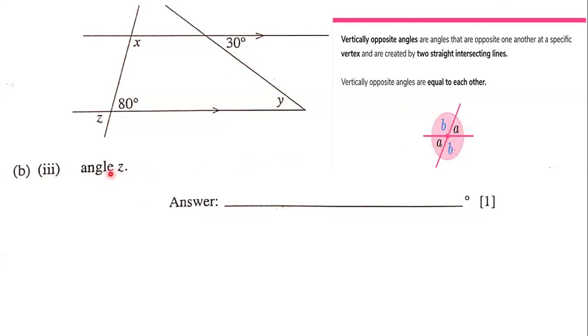And so if we look at angle Z, we need to determine what is the value of angle Z. Notice that angle Z is right here, and angle Z is vertically opposite to this angle whose size is 80 degrees. And so these two angles are vertically opposite angles. Now we know that vertically opposite angles are equal, and so that means that Z is equal to 80 degrees. And so the size of angle Z is 80 degrees. How do we know? Because vertically opposite angles are equal to each other.